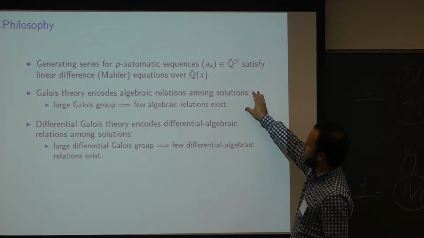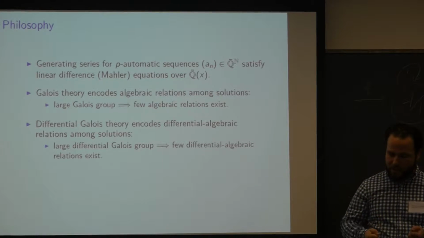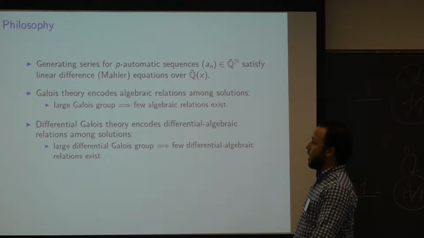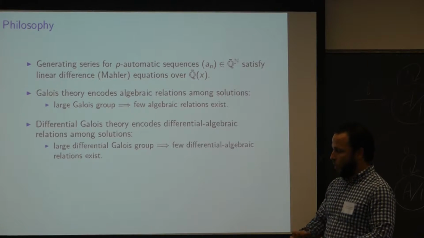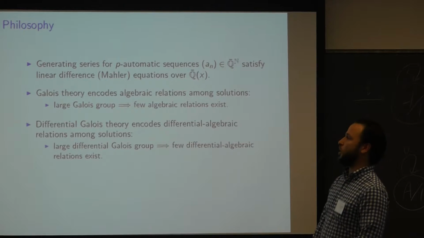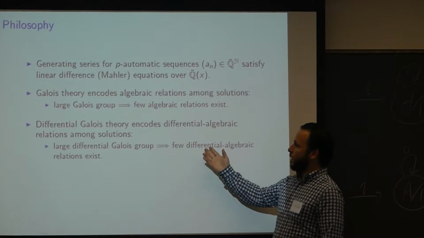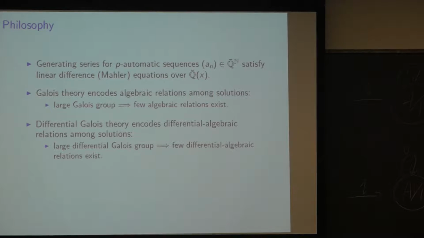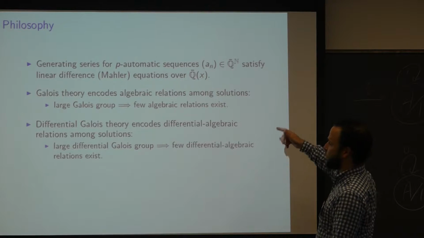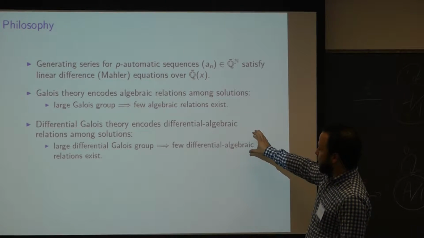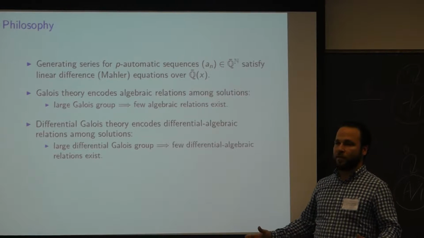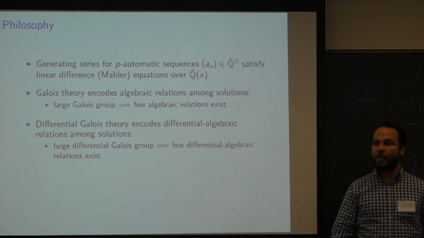So the first Galois theory only gets to see algebraic relations, but then there's a differential Galois theory that's going to encode the differential algebraic relations among the solutions. So to prove that earlier fact about the hypertranscendence of the generating functions associated to the sequences, it's enough to show that the differential Galois group is large enough, and that's going to force them to be hypertranscendent.